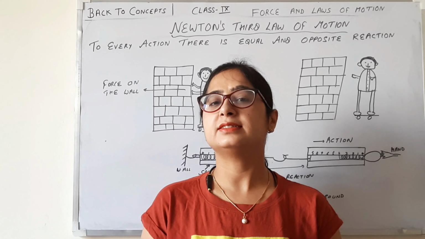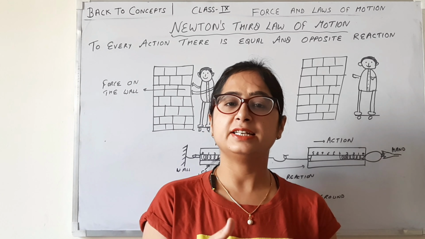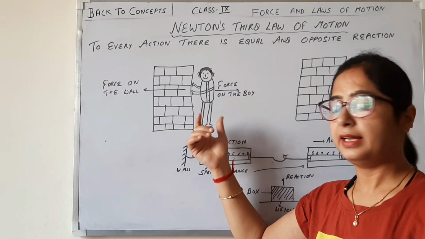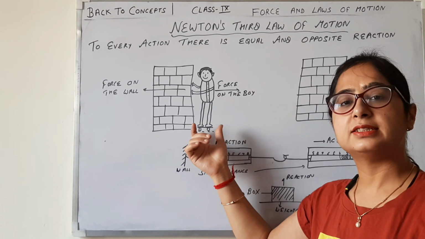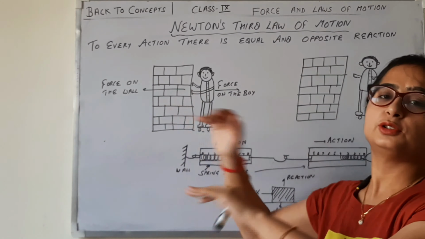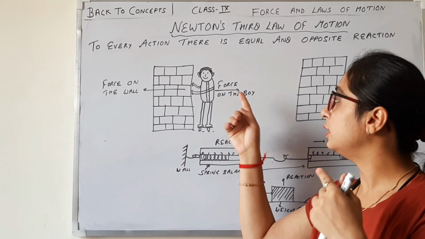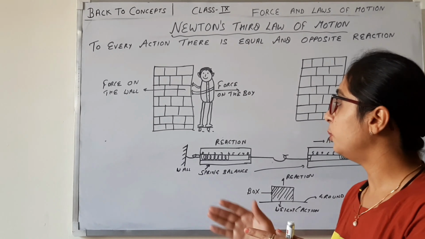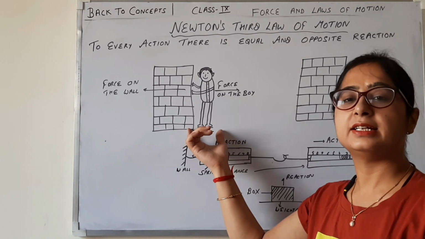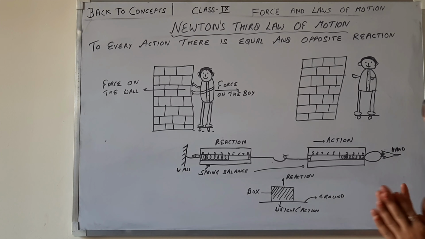Today we will discuss Newton's third law of motion. So let's understand with an example. Here a boy wearing skates applies force on the wall. What happened? The wall exerts an equal force on this boy. Because he is wearing skates, he will move in the backward direction.